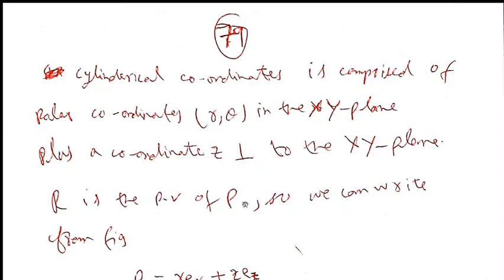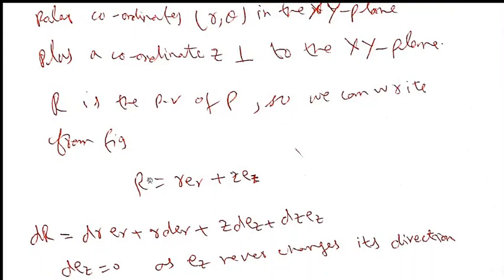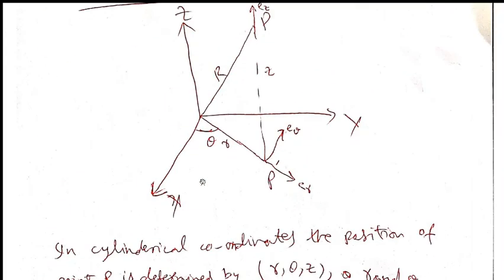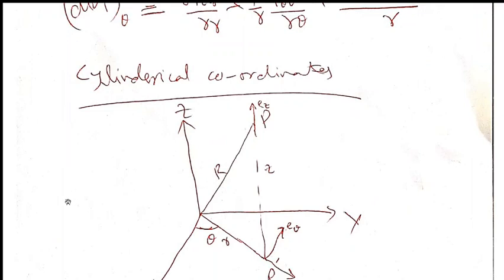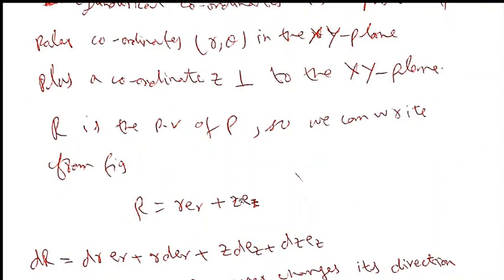R is the position vector of point P, so we can write from the figure, simply R is equal to r er. This is the R position vector, this is r er, the magnitude r in the er direction, and this is z ez, the direction is ez. So R equals r er plus z ez.